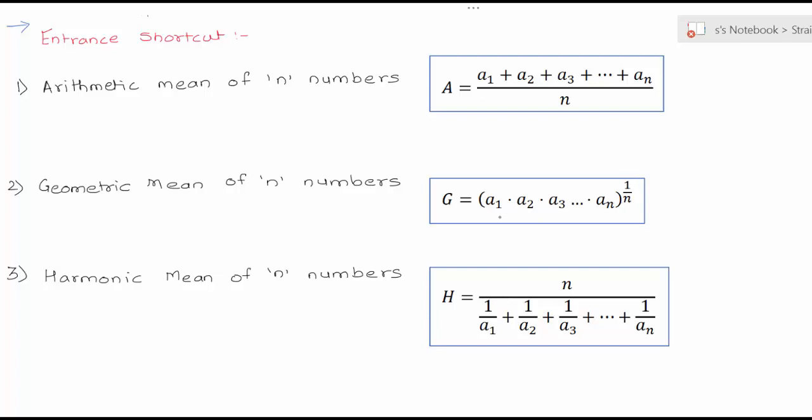So if you have 3 numbers, it is 1 by 3 power, the cube root. As we have seen for 2 numbers, we took the square root. And in general, the harmonic mean of n numbers would be H is equal to n upon (1 by a1 plus 1 by a2 plus 1 by a3), the reciprocal of each term. Okay, so here we complete this module on means.